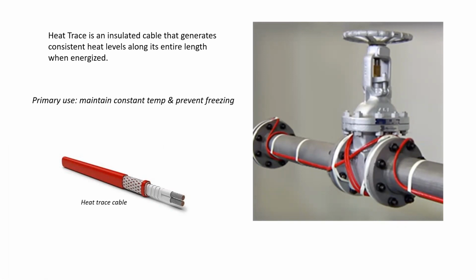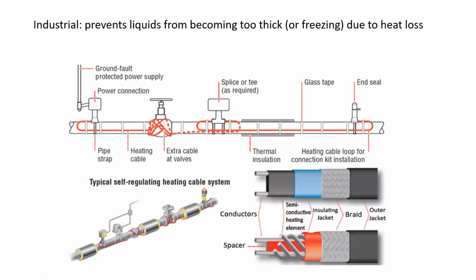We can see an example of heat trace below, as well as an example of its installation on a piping system. In the industrial sector, it's used to prevent liquids from becoming too thick or freezing due to heat loss. Often, it has very specialized arrangements for the wrapping around different objects like valves or supports to try to reduce the heat loss, and then additional insulation connected around to try to keep the heat internal.